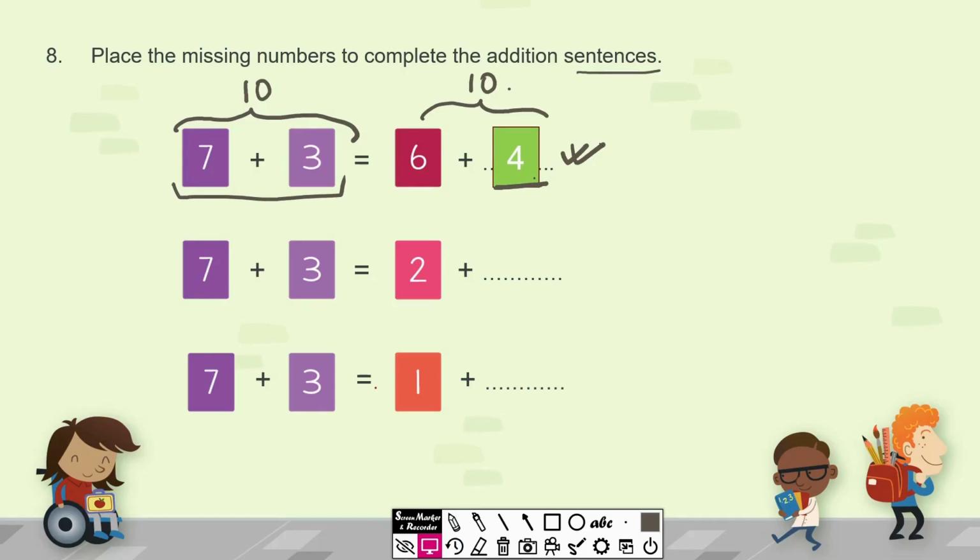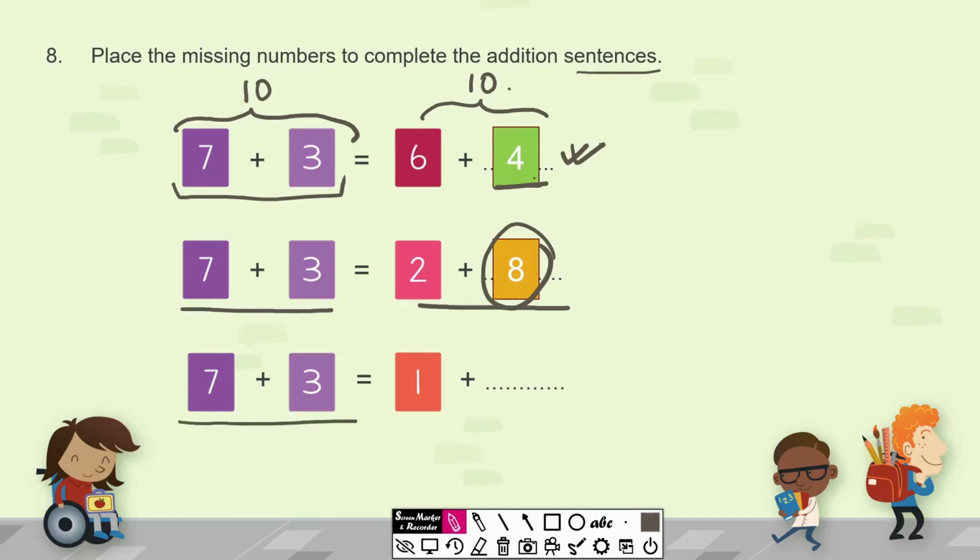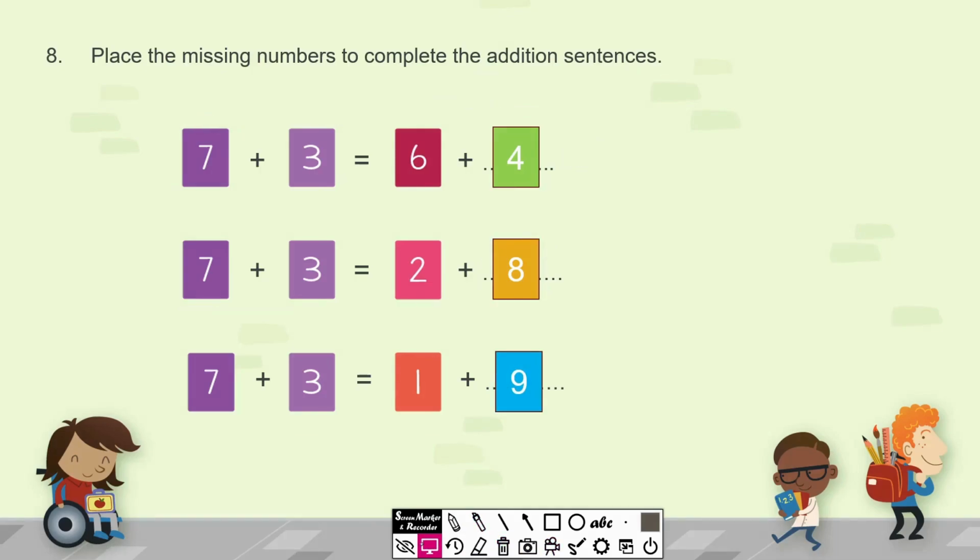Now, 7 plus 3 is equal to 10 here. And 2 plus what will we write here to make it 10? 2 plus 8. Very good. 7 plus 3 is equal to 10 again. And 1 plus, this is a little easy. 1 plus 9 is equal to 10. Yes. Let's check the answer. Yes. 1 plus 9 is equal to 10.